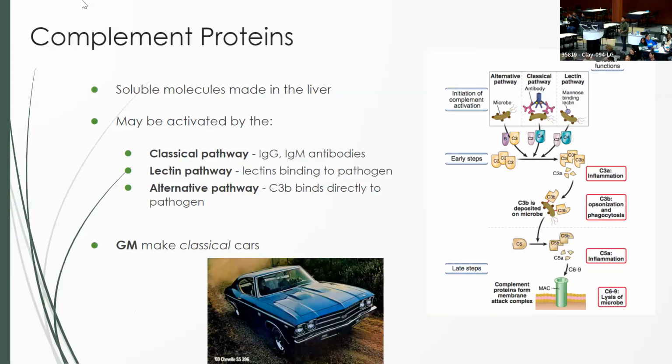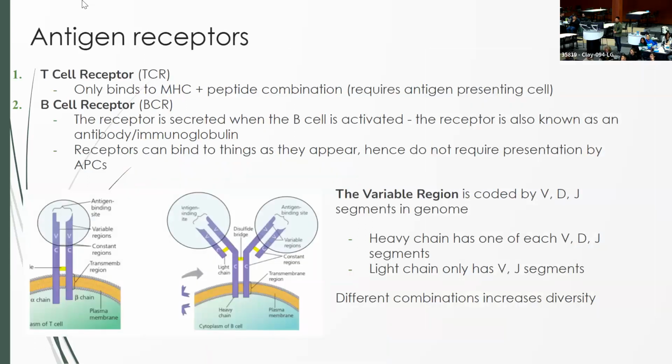Complement proteins, this is what I said I'll come back to. Basically, another link between the innate immune system and the adaptive immune system is how antibodies also upregulate the complements, right? And it's IgG and IgM antibodies that are responsible for activating the complements. Remember that GM, it's a car maker, they make classical cars, classical pathway for activation of complements. Hopefully that helps.